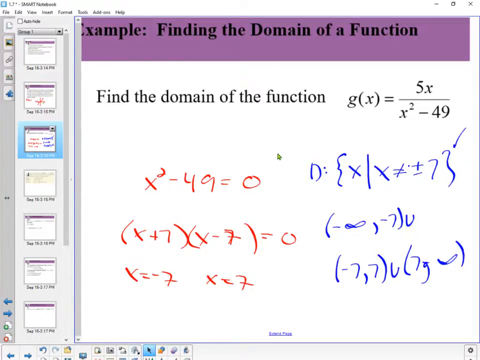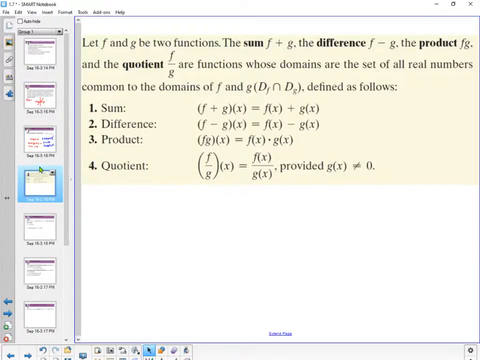So in this case, the domain is all numbers except for 7 or negative 7. Okay? All right, here are some rules real quick. I think you guys have seen this notation before, right?